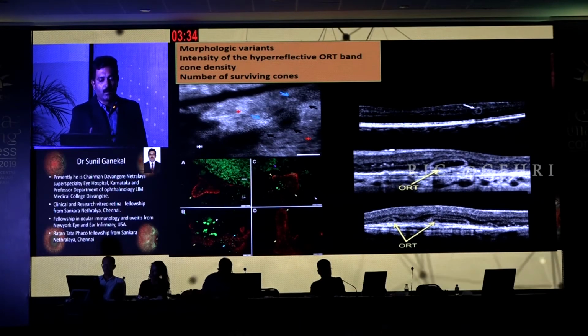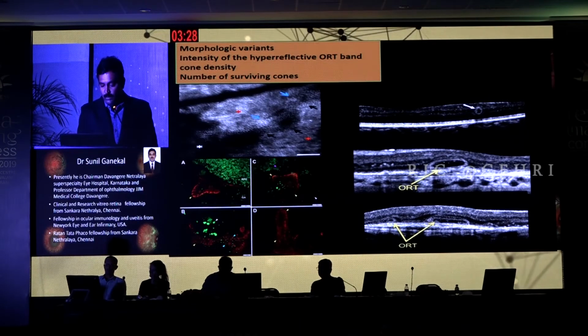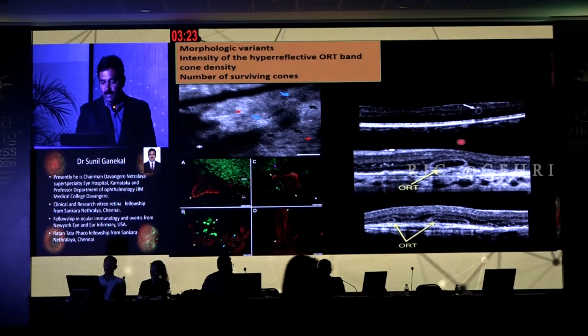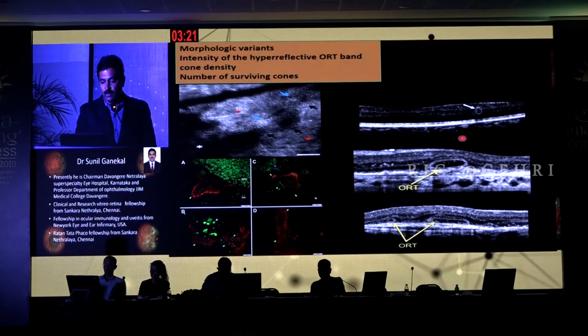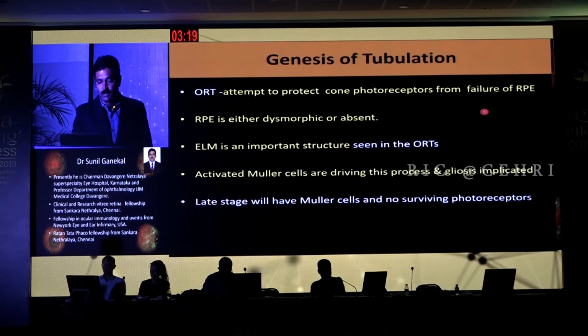The intensity of the hyperreflective band in the ORT may vary. The cone densities can be studied by recent adaptive optics and other techniques. You can even assess the number of surviving cones. You can see the various morphological patterns here. It could be oblong or typically circular. Many forms can be seen.